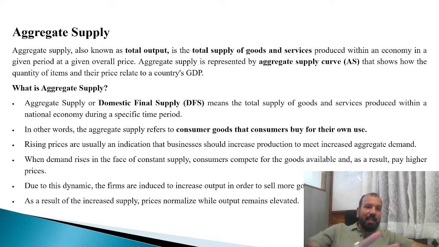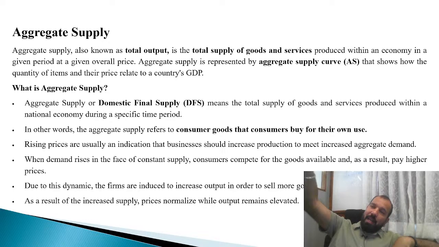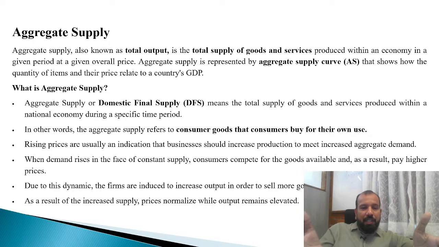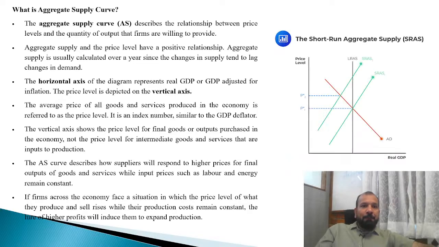When it comes to aggregate supply, now we have the supplier perspective. Whatever the total output of the economy, that comes under total supply of the goods and services produced within the economy in a given period, that is called aggregate supply. Aggregate supply is represented by the aggregate supply curve that shows how the quantity of items and the price are related. Now the same thing, how the prices of products and services increase or decrease and how it impacts the aggregate supply. Aggregate supply, the domestic final supply, that is called DFS, means the total supply of goods and services produced within a national economy.